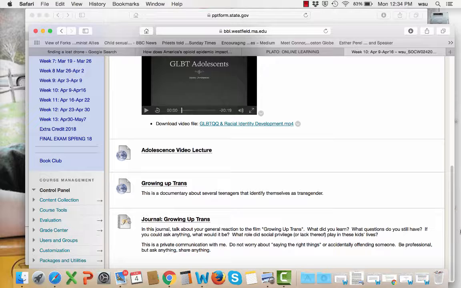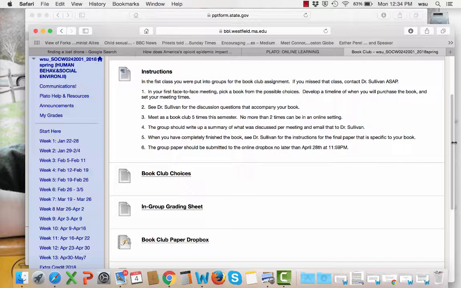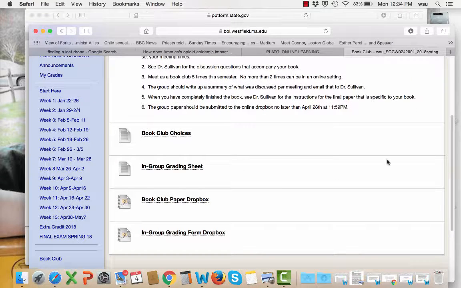The last major assignment in this particular class would be the book club. You see on the left, there is a book club tab. They go to that, and again, there are instructions. They have been previously put into groups, and they need to meet and look at this PDF of book club choices, which has a number of really interesting contemporary social work related novels. They have to follow the following instructions to complete the book club. They will eventually put that final paper into this Dropbox.